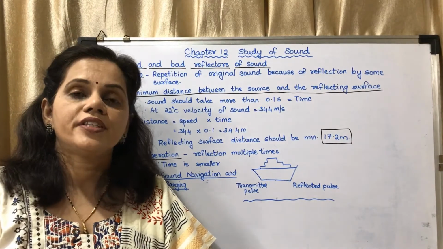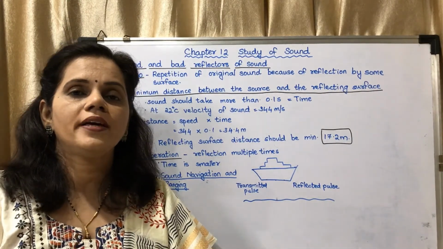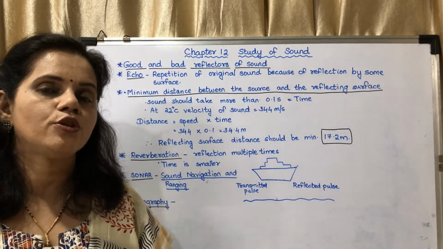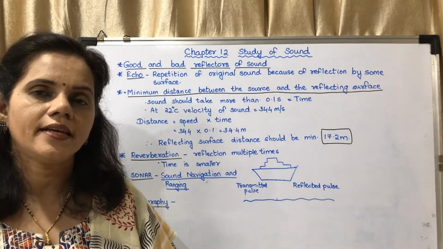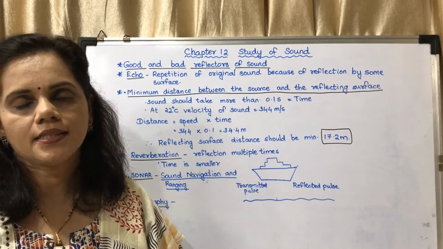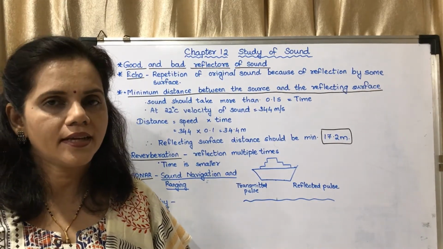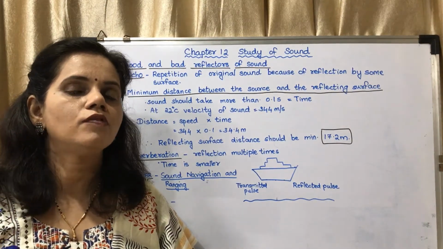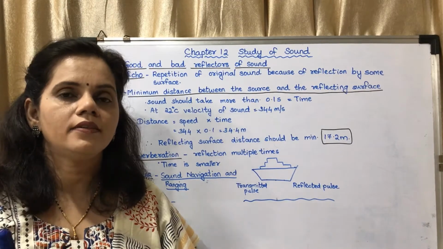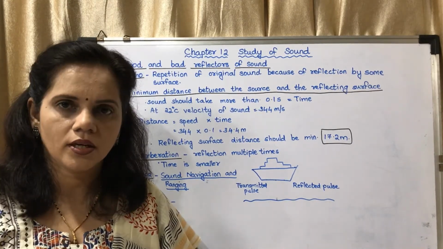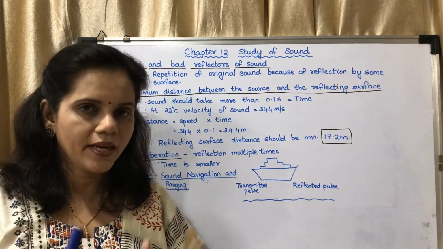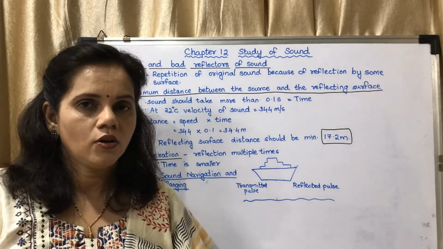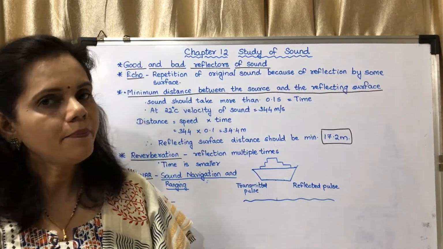That means, first of all, the first condition is that you should have a big reflecting surface. The second condition is that it should be kept at a minimum distance of 17.2 meters. Then only you will be able to hear an echo. So what is an echo? It is a repetition of the original sound. The complete statement is repeated and you are able to hear the complete statement back. That is said to be an echo.